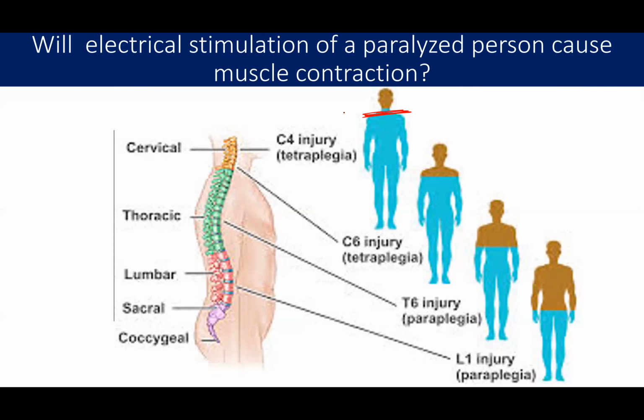They cannot voluntarily contract those muscles. They can't walk, they can't use their arms. Can you get the muscle to contract with electrical stimulation? What do you think?